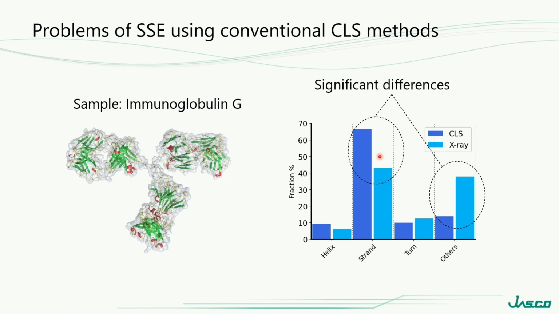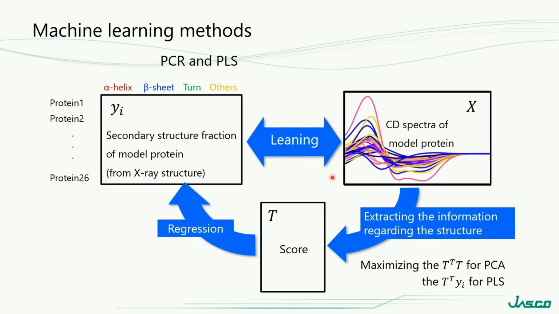So various machine learning methods were applied to overcome this situation. In a machine learning approach, model proteins with the correct secondary structure fraction were used to create a learning model of what CD spectra show what secondary structure fraction. PCA and PLS are well-known methods, and we provide them as JWMBS.